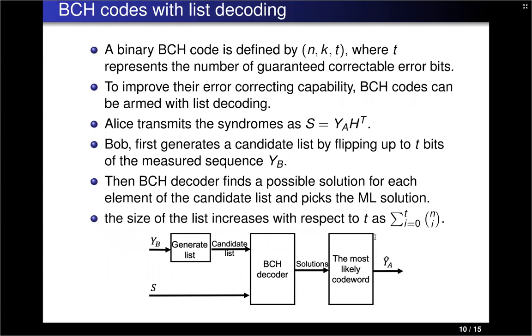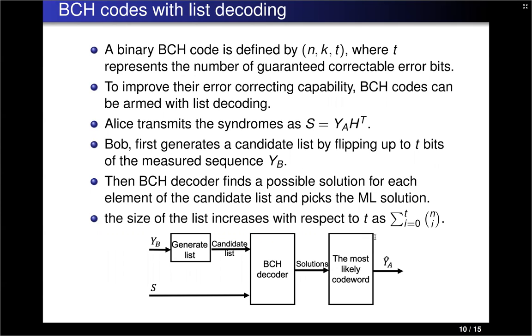And finally, we assume BCH code. The BCH code is defined by the three-tuple N, K, T. N is the block length, K is the dimension of the code, and T is the number of guaranteed correctable error bits.